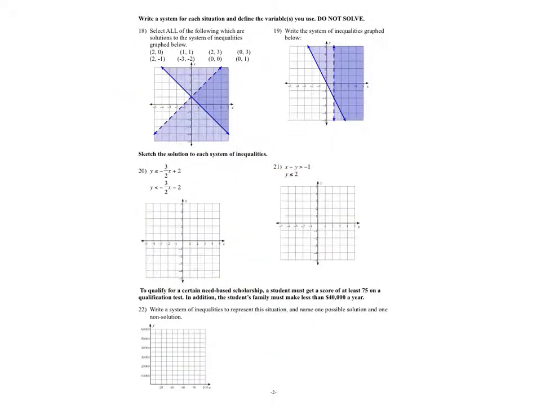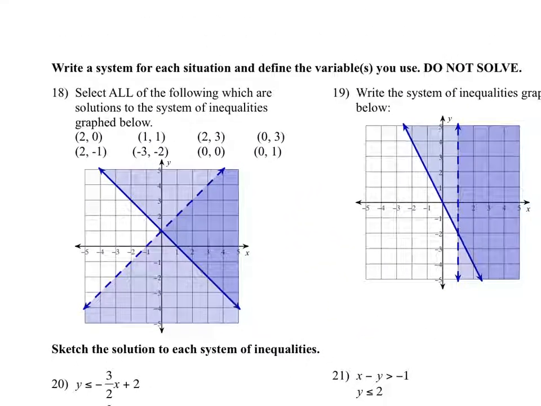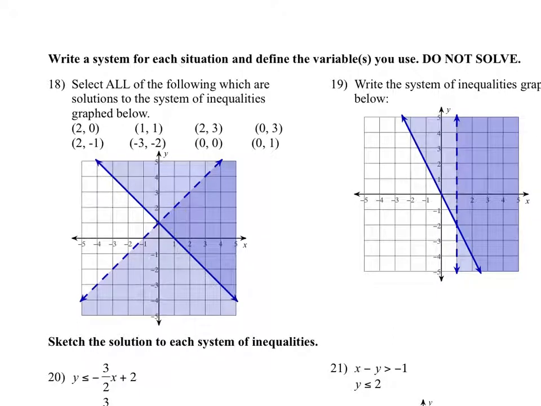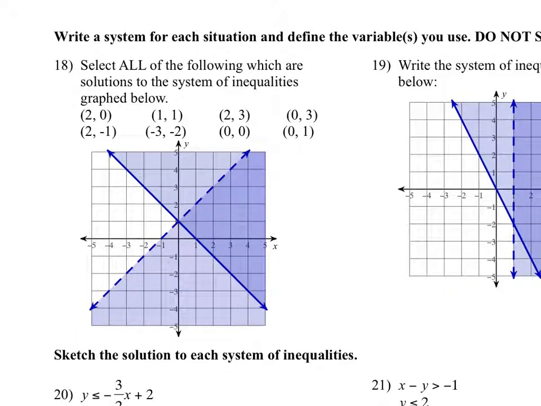All right, our last page, thank goodness. So on question 18, and I don't even know why those directions are there. Those are for problems that aren't in this set. Question 18 says select all of the following which are solutions to the system of inequalities graphed below.